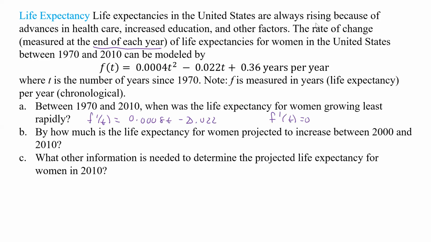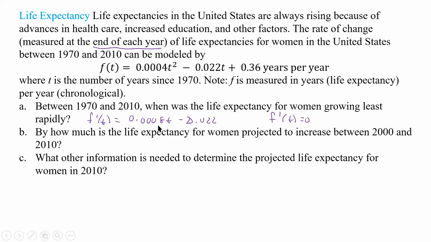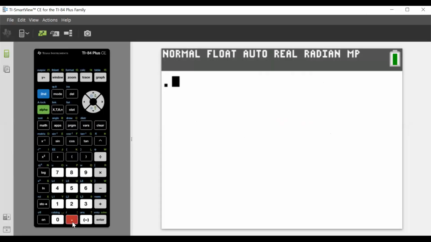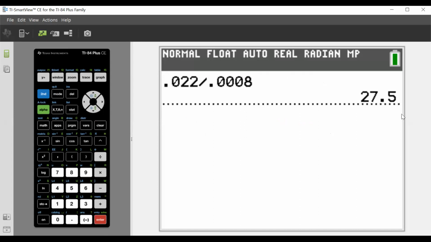And so we can go over here. Let's clear that out. Oh, well, we can do that by hand here. We don't even need it. That's a linear. So basically, we're just taking 0.022 divided by 0.0008, if I put all the right zeros in here. So 27.5. All right, so that is going to be when t is growing least rapidly. Now, we probably should put this into the time frame here. And so 27.5 is going to be our value.